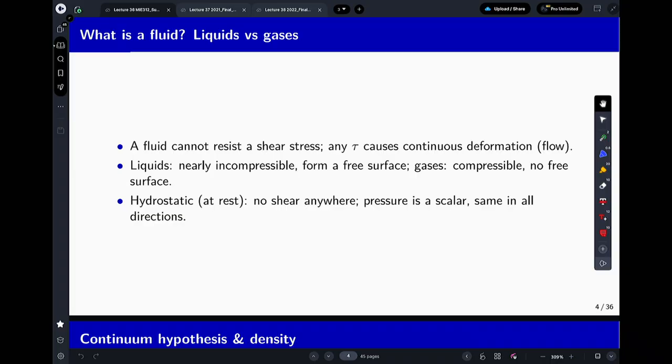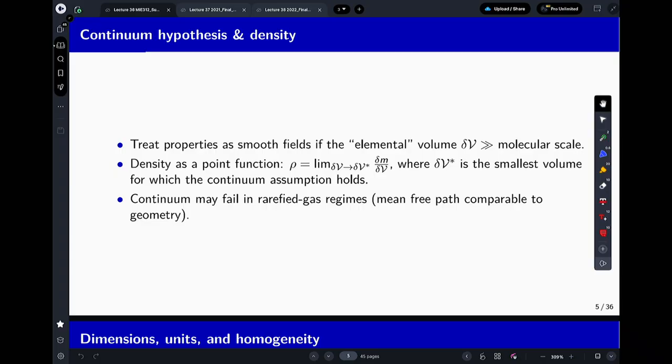Hydrostatic forces: no shear anywhere, or hydrostatic, no shear. Pressure is a scalar, and it's the same in all directions. And you've done a number of those gate problems where you looked at what was going to happen when you submerged a gate and looked at the vertical forces and the horizontal forces.